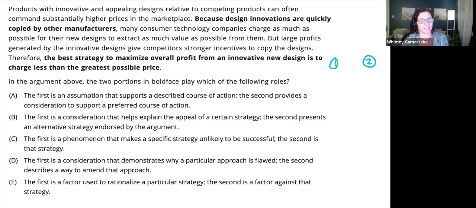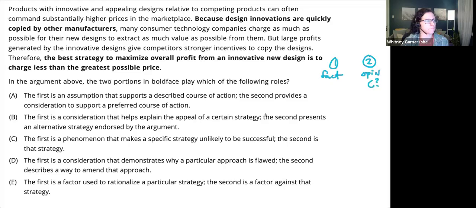This feels a little facty. Design innovations are quickly copied by other manufacturers. This feels a little facty. What about the second one? If it follows the word therefore, that certainly means a belief, right? That's an opinion and potentially our conclusion.